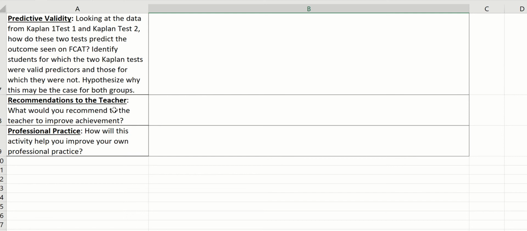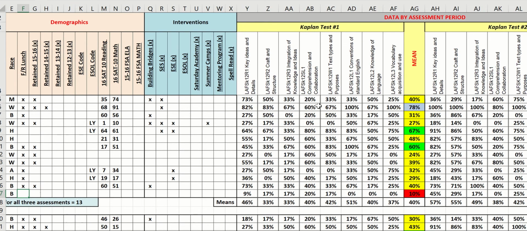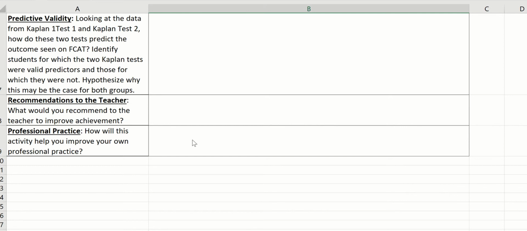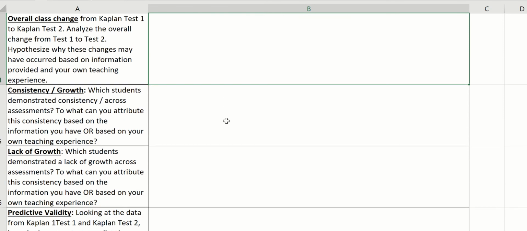And then recommendations to the teacher. So you need to look at the weakest overall standards and give some ideas for what they could do to help improve those scores. And then for professional practice, just thinking about this process, how can this help you improve your own professional practice? So kind of do a reflection on that part.